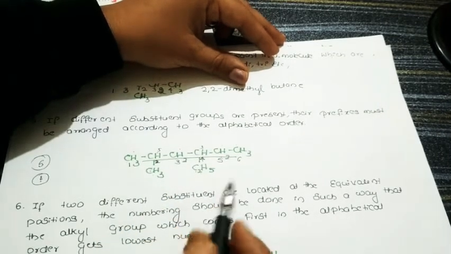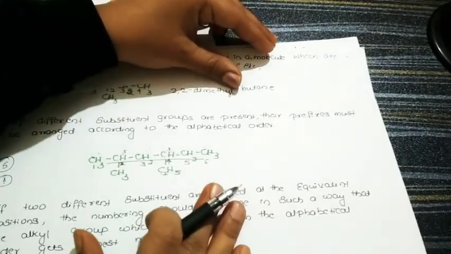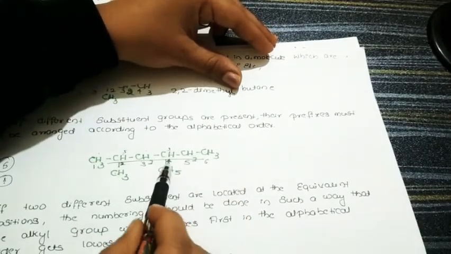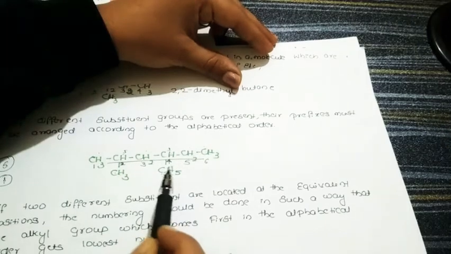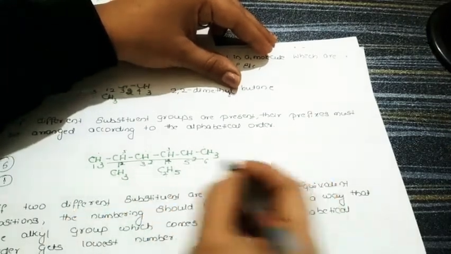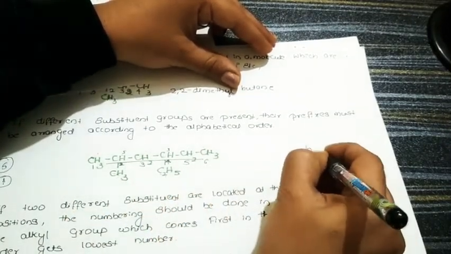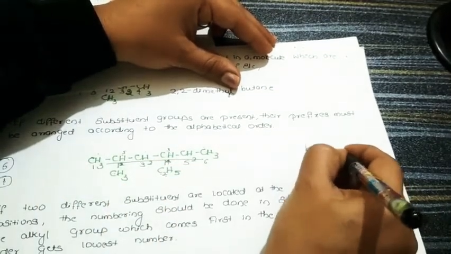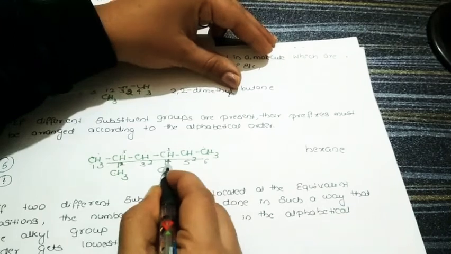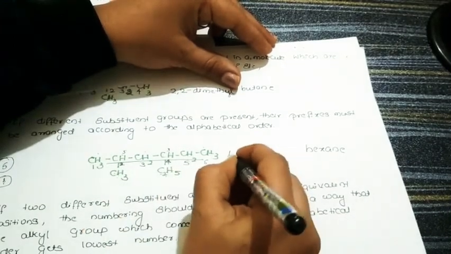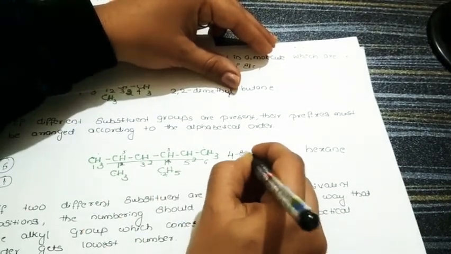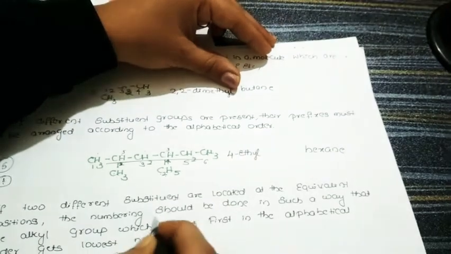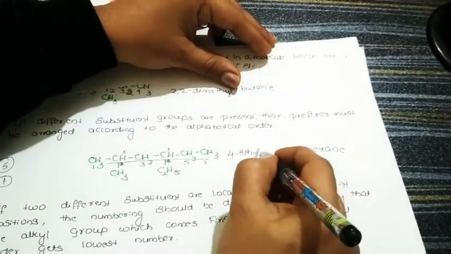Now while nomenclating, which do you have to write first? The one which is alphabetically first. So what will be the root word, dear students? 6 carbons are there, so hex. Single bonds are there, so it ends with hexane. Now 4 and 2. At the fourth position we have an ethyl. Just observe how I am writing 4-ethyl.